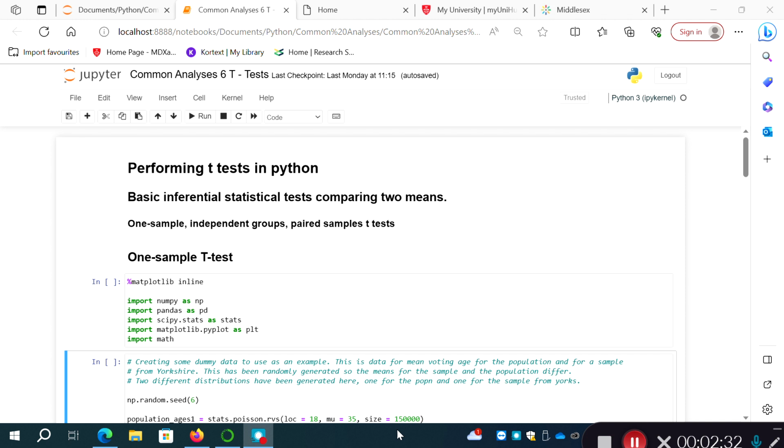But in this video I'll demonstrate how to run a one sample t-test on some made up data, and then in the next couple of videos I'll run an independent groups test, and then a repeated measures test, sometimes referred to as a paired samples t-test.